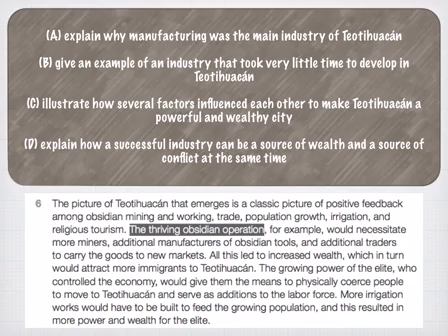C, illustrate how several factors influenced each other to make Teotihuacan a powerful and wealthy city. If we have a look here, then even in the first sentence, there's a big long list of things.